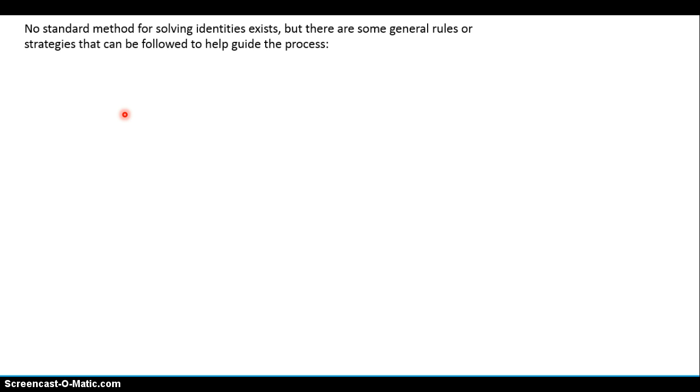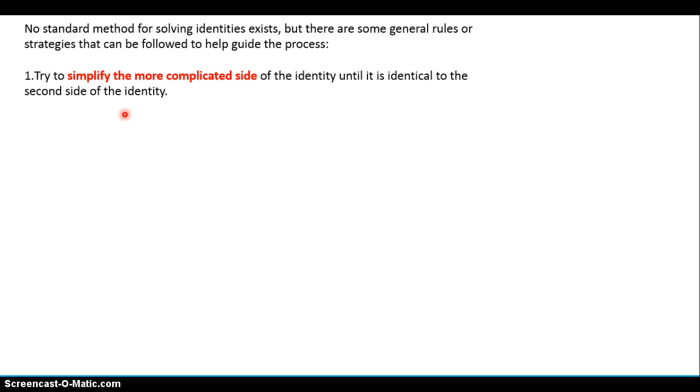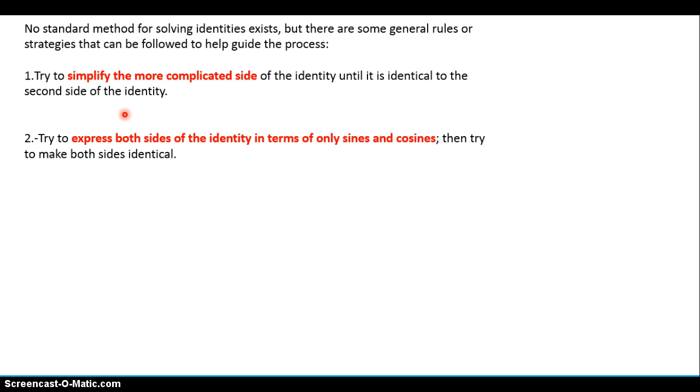be followed to help guide the process. First, we need to try to simplify the more complicated side of the identity until it's identical to the second side of the identity. The second step is we should try to express both sides of the identity in terms of only sines and cosines, and then try to make both sides identical.